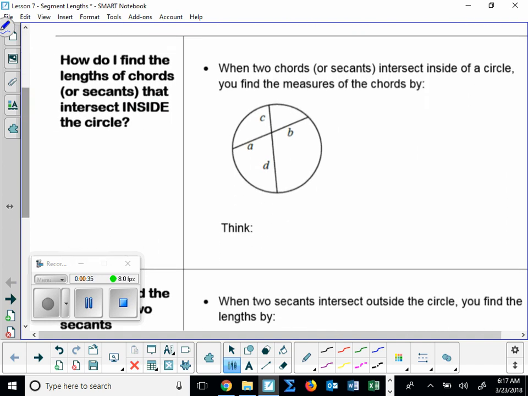Let's see here. It looks to me like I have two chords inside this circle, and we're going to find the measure of these two chords by multiplying the pieces of the chords together. The trick to this is staying on the same chord with your multiplication. So this is A times B equals C times D. So think part times part equals the part times the part.